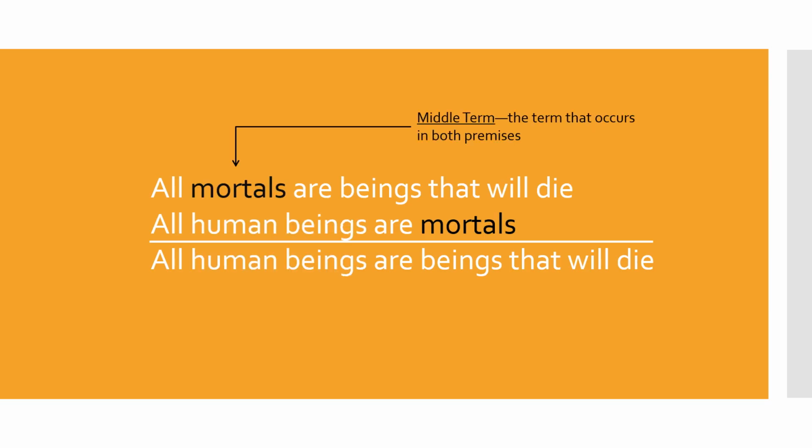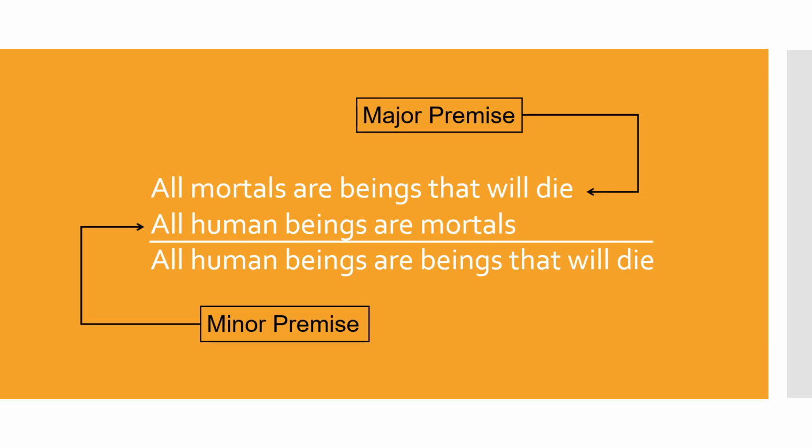And the middle term is whatever shows up in both premises. So notice in this case we have mortals. It shows up in the first premise and it shows up in the second premise. So we can now distinguish between what we call the major premise and the minor premise by simply looking to see where those particular terms are. The major premise is the one that has the major term in it. And remember, the major term is beings that will die because that's the predicate of the conclusion, and it shows up in this case on the first line. The minor term is human beings, and that shows up as the subject of our conclusion, which means that the second premise, the one that sits in the middle there, is our minor premise.